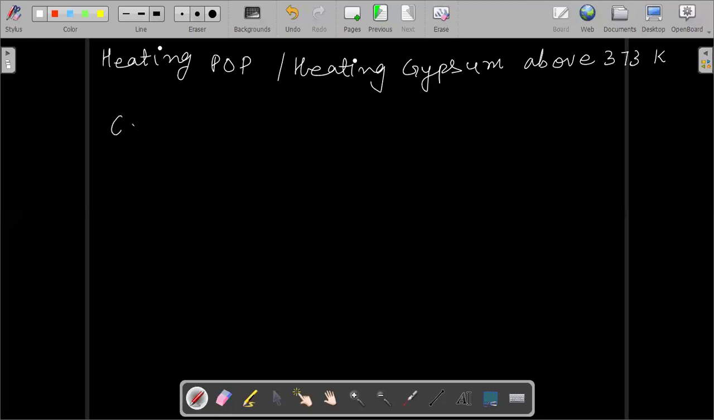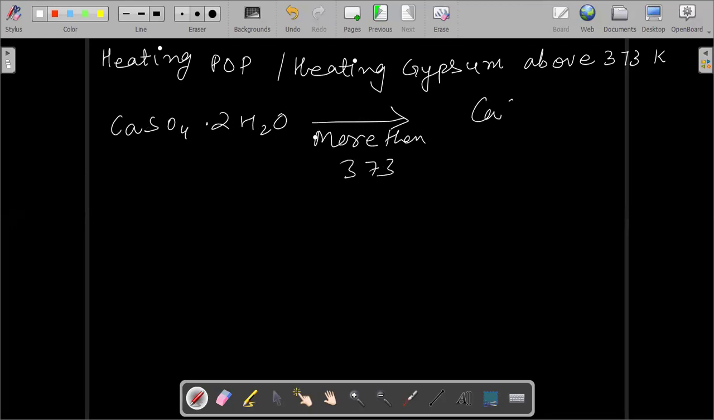If you heat this CaSO4·2H2O at a temperature more than 373 Kelvin, so temperature is more than 373, you get CaSO4, calcium sulfate. This is also called dead burnt plaster, as now it's of no use. So it's dead. It is also called dead burnt plaster.